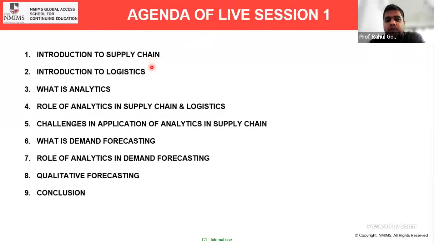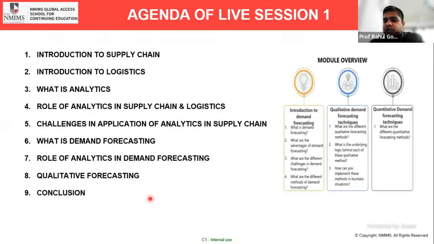Because this course is about both supply chain and logistics. Then we will see what is analytics. Then we will see the role of analytics in supply chain and logistics. We'll discuss some of the key challenges in application of analytics in supply chain, so there's a flow that you can see. And we are going in a very structured manner: supply chain, logistics, analytics, then analytics and supply chain logistics, then challenges, and then we enter into demand forecasting, role of analytics in demand forecasting, talk about qualitative forecasting, and then we do a conclusion. So this is what we are going to do today.